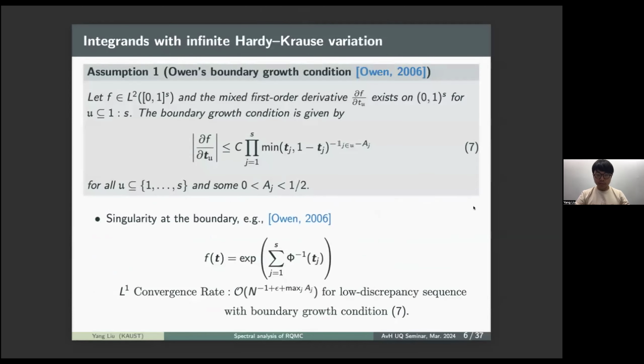And here we'll give 3 examples of integrands that have an infinite Hardy-Krause variation. The first example is when the integrand has boundary unboundedness, so Owen characterized this kind of integrand using the boundary growth condition. More specifically, the mixed first order derivative is bounded by the product over j from 1 to s dimensions, and in each dimension, the distance to the boundary, so it's t_j or 1 minus t_j, to the power minus 1 minus A_j. And because we consider L2 functions, this A has to be less than 1/2.